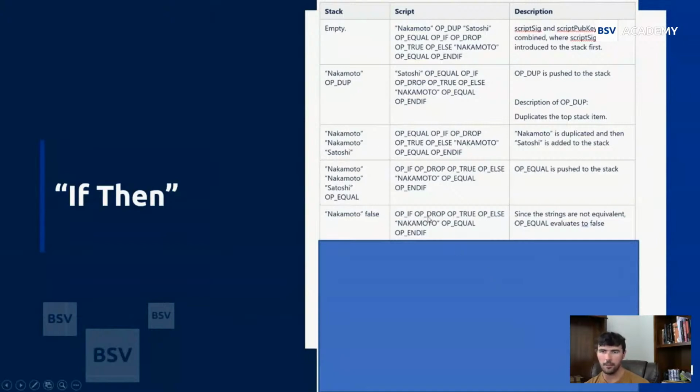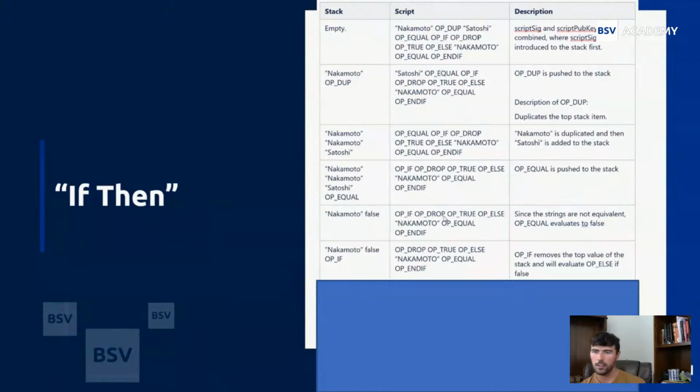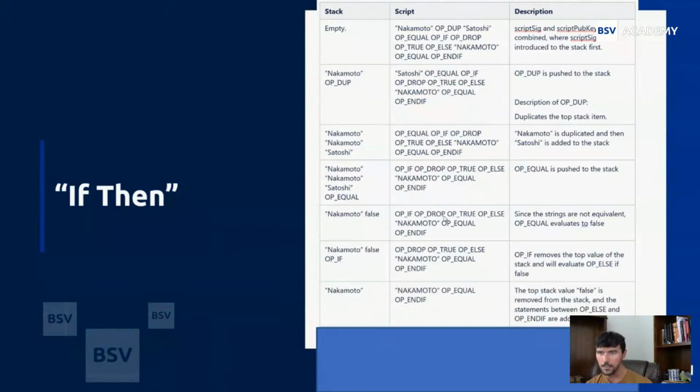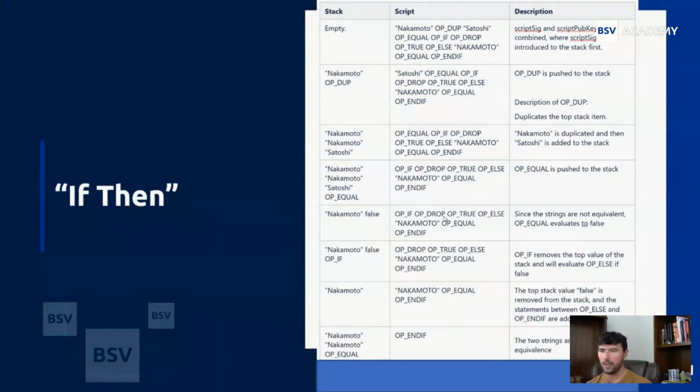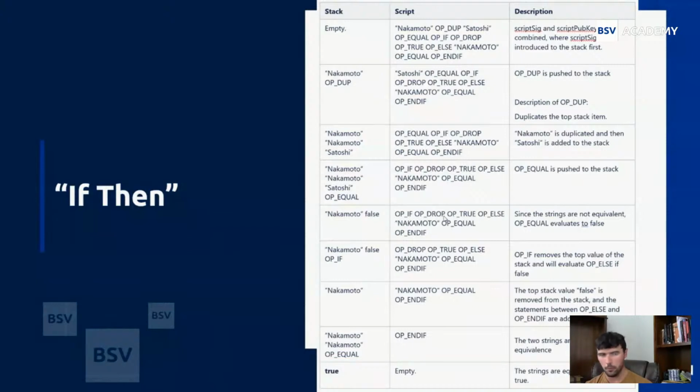And then we're going to evaluate opIf. The way that opIf works is if the top stack value is true, then it performs everything in the middle between it and opelse. And if false is fed into opIf, it will evaluate everything between opelse and opendif. So what we're going to see here is opIf is going to see false on the stack, so it's going to move all the way to the block that starts with opelse. It is then going to load Nakamoto and opequal onto the stack and check it. And we're going to be left with true.